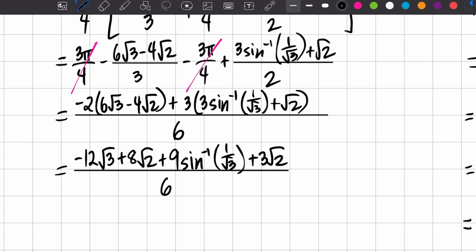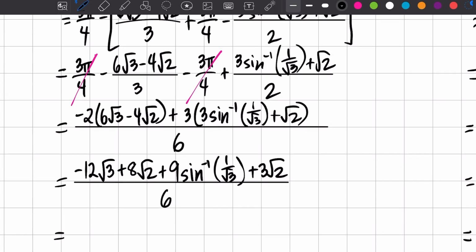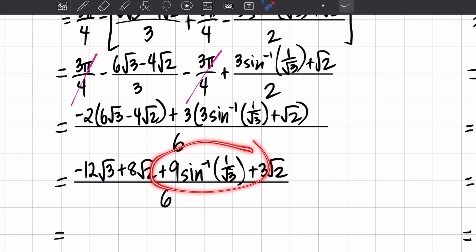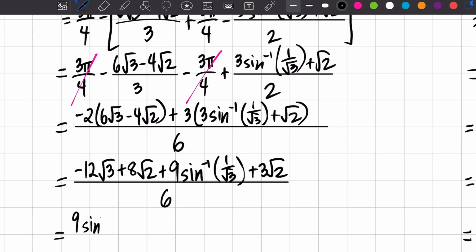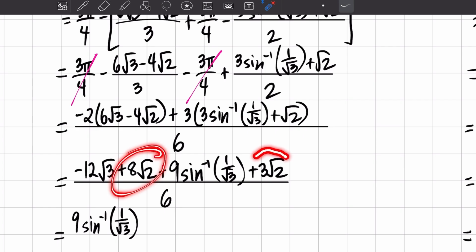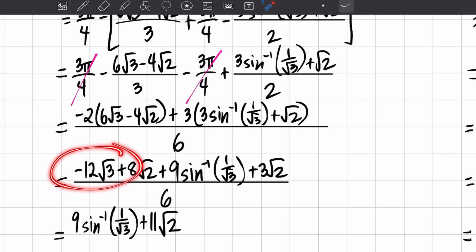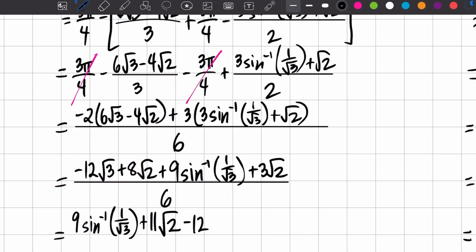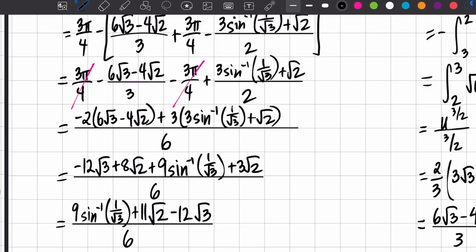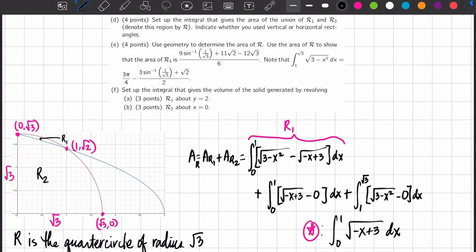So what we have here now is your 9 sine inverse of 1 over square root of 3. Then you have a positive 8 square root of 2 here plus a positive 3 square root of 2. So that's a positive 11 square root of 2. Then you have your minus 12 square root of 3 here. Then in the denominator, you have 6. And that's what we want to show here.